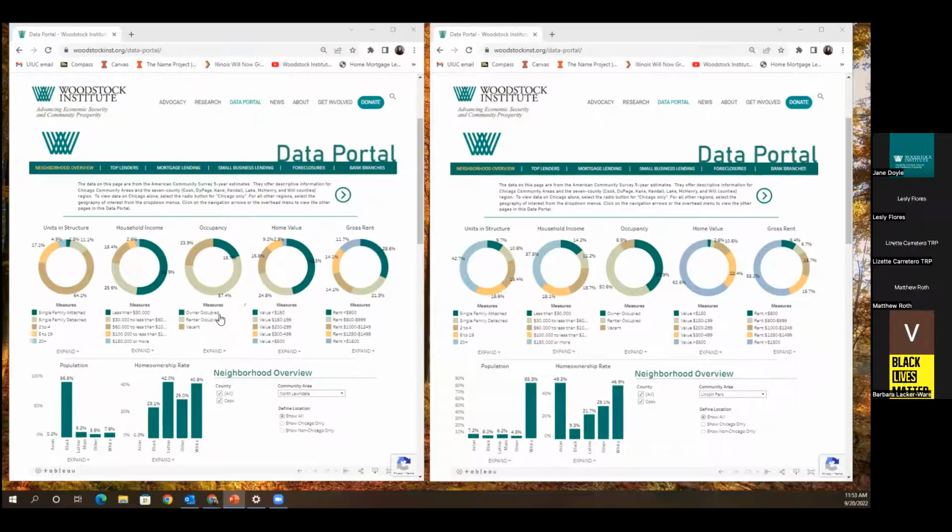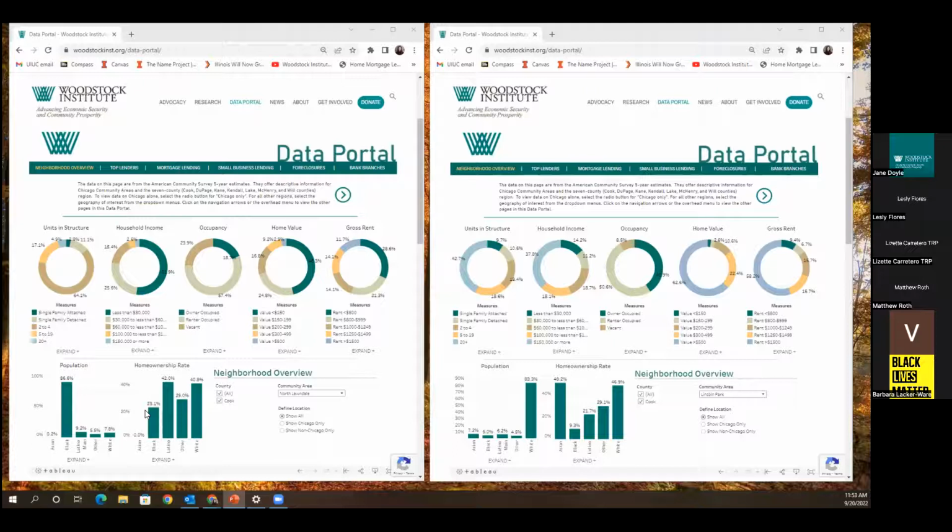In the occupancy chart, we'll see that there are more renters in North Lawndale, though not by much. Lincoln Park is still about half renter occupied. So if you were just interested in basic demographics about your neighborhood, that's what you could get from this first tab.